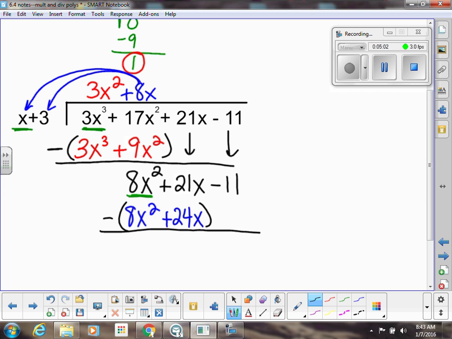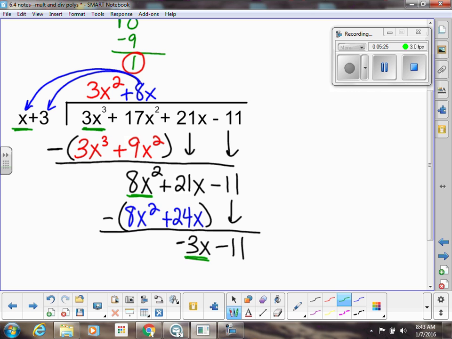So 8x squared minus 8x squared, that's 0. That's nothing, and I'm not going to write it this time. And then 21x minus 24x gives me a negative number, negative 3x. Again, I don't have anything to subtract from the 11, so I'm just going to bring that down. And now I'm going to repeat that process. So we just keep repeating this process until we run out of terms.